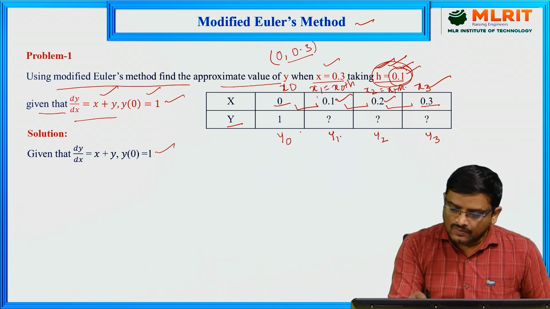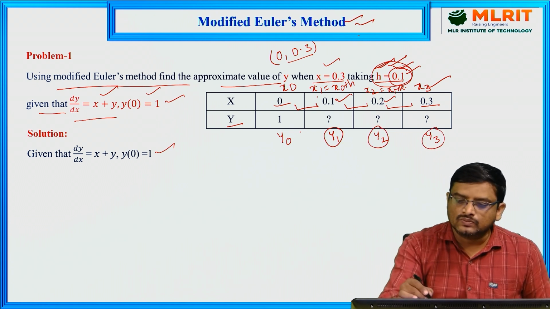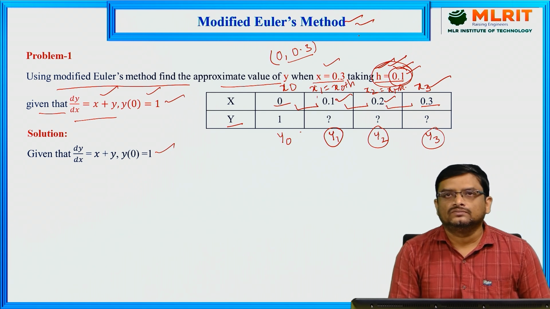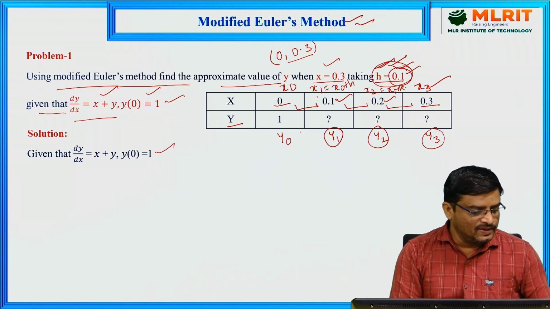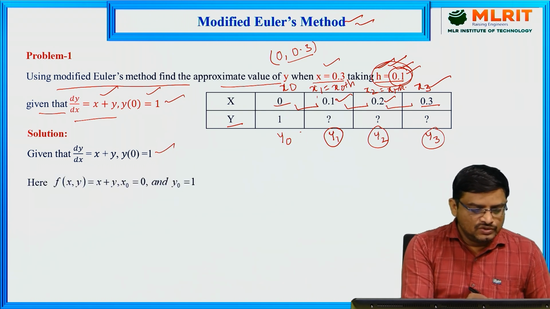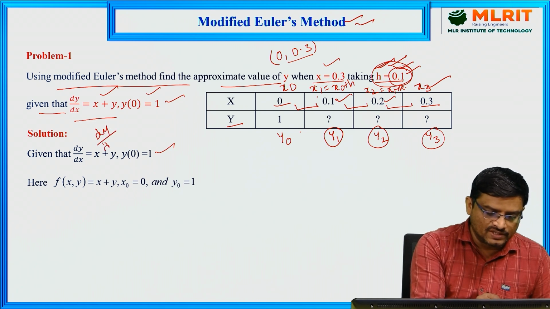Now, our task is to find y1, y2, y3 by using this modified Euler's method. Once we complete y1, y2, y3, we can complete our problem here. Now we'll start here. First, compare this differential equation with the standard form. Just now we have seen that standard form.